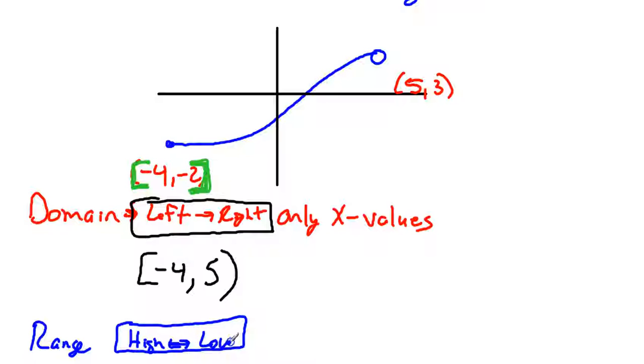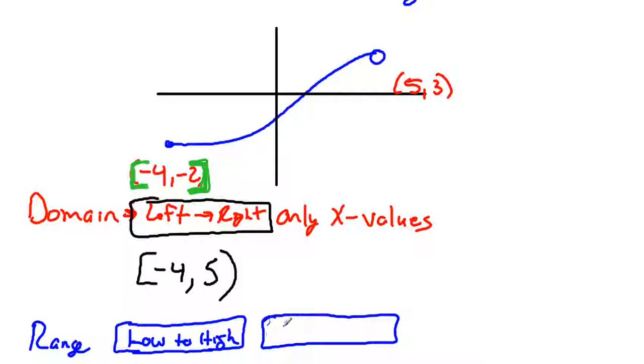Okay, when we do the range, now you're going not left and right, now you're going high point and low point. Actually, technically, reverse that. Should be going low point to high point. And again, when you're doing this one, because it's the range, it's only the y values.